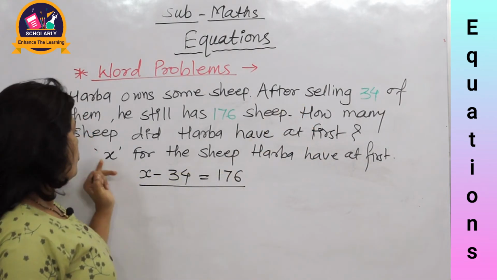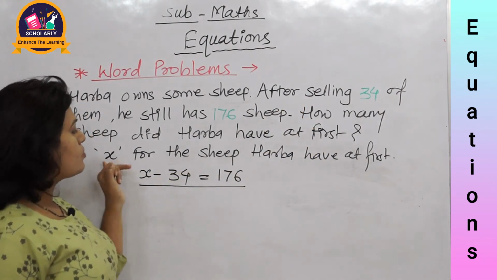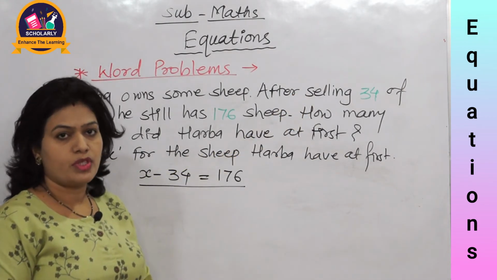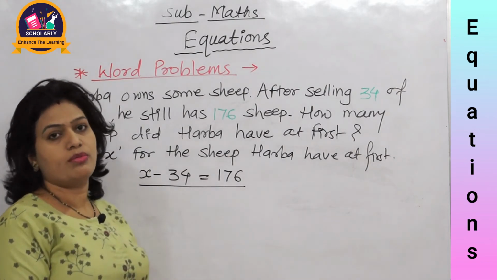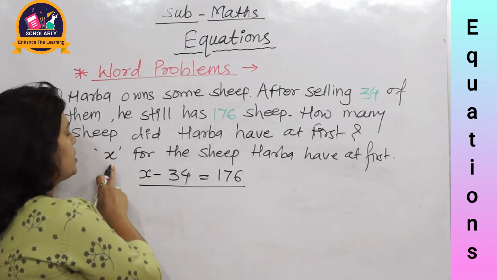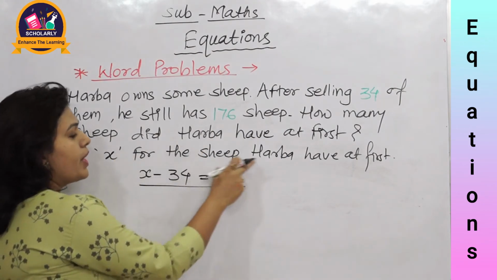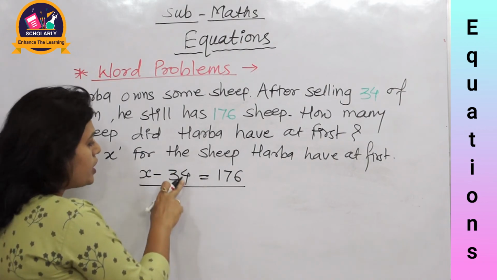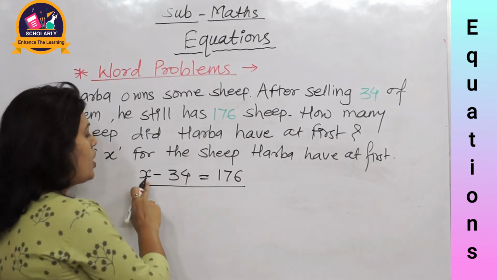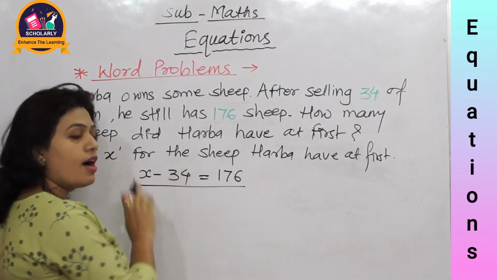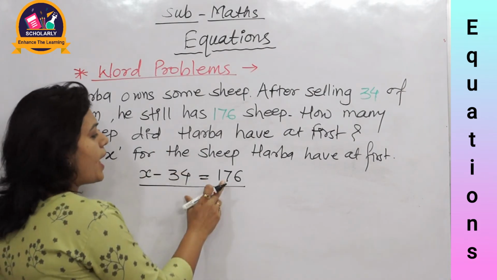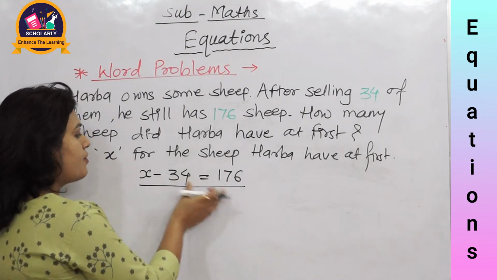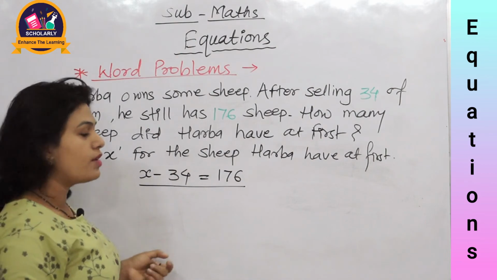What we did, first we considered this letter X for the total number of sheep he had at first, because we don't know the total number of sheep, we have to find it out. So we considered a letter for it. X is that letter. Harba had X sheep at first. From these X sheep, he sold 34. So X minus 34. After selling 34 sheep, he has 176 sheep left with him. The equation is ready. Now let's start to solve this equation.